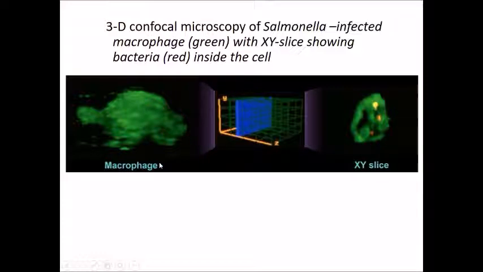Okay, this is an example of what the confocal technique looks like. Here is a macrophage, a white blood cell, and by using the XY slice, we can see a bacterium here, red in color, inside the macrophage cell.